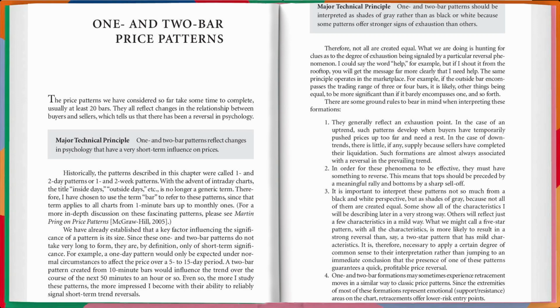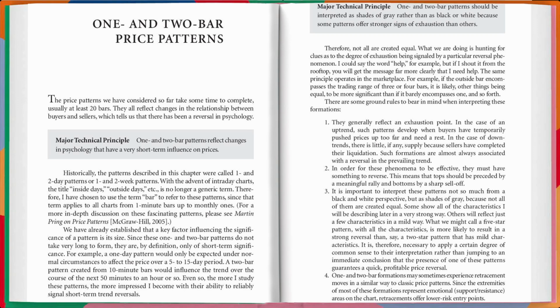3. It is important to interpret these patterns not so much from a black and white perspective, but as shades of gray, because not all of them are created equal. Some show all of the characteristics I will be describing later in a very strong way. Others will reflect just a few characteristics in a mild way. What we might call a 5-star pattern, with all the characteristics, is more likely to result in a strong reversal than, say, a 2-star pattern that has mild characteristics.